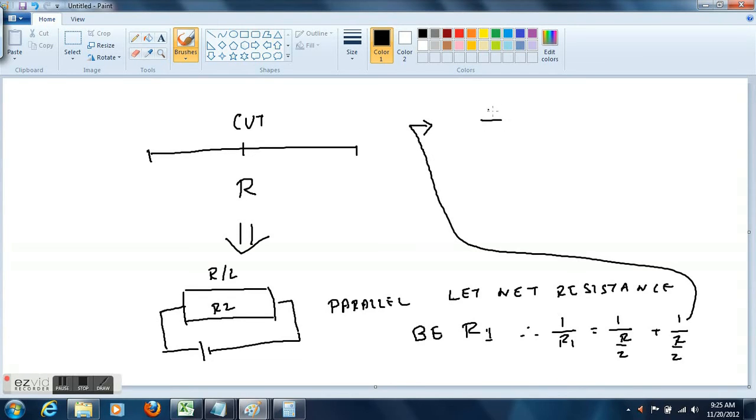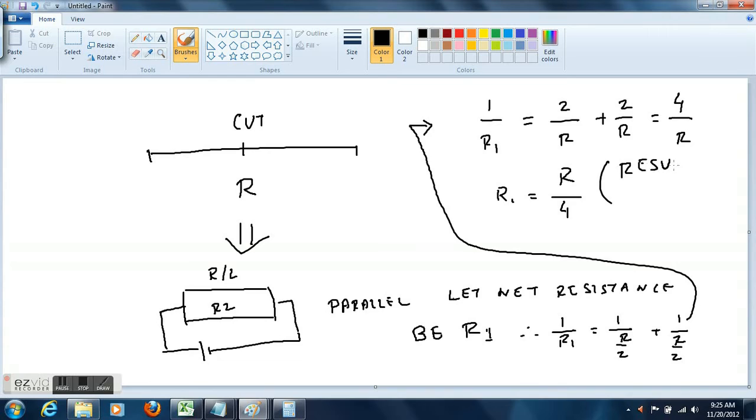Therefore 1 upon R1 equal to 2 upon R plus 2 upon R equal to 4 by R. Therefore, R1 equal to R upon 4. That net resistance will be 1/4 of the original resistance, 1 by 4 into R. This is the resultant resistance.